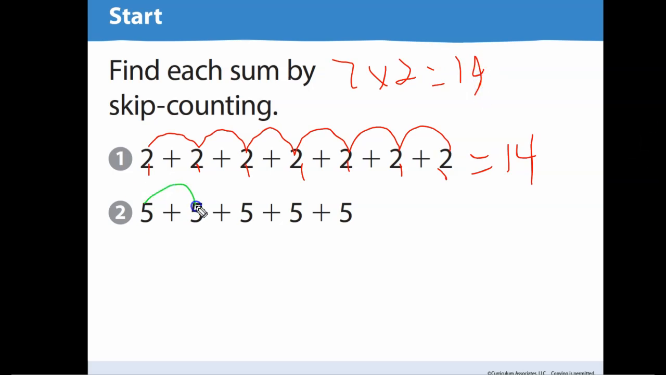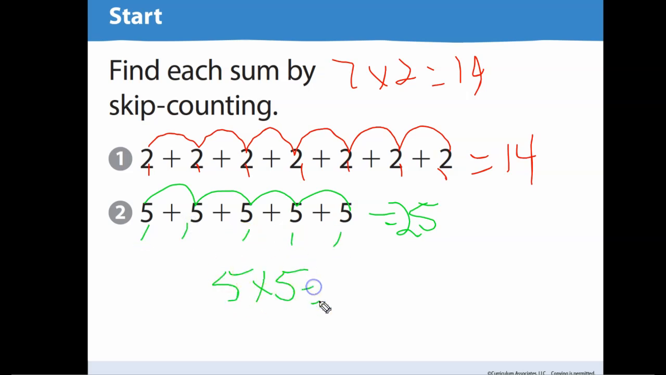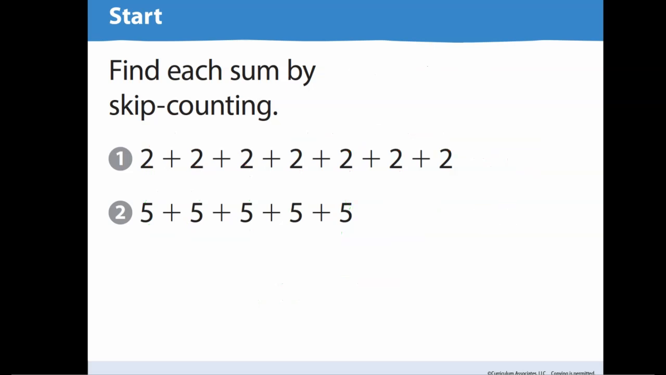I have 5, 10, 15, 20, 25. So if I have 1, 2, 3, 4, 5, that's 5 times 5, which is 25. Yep, that sounds about right. All right, let's move on.